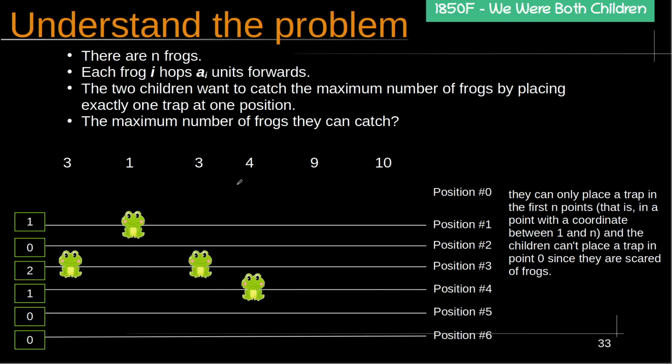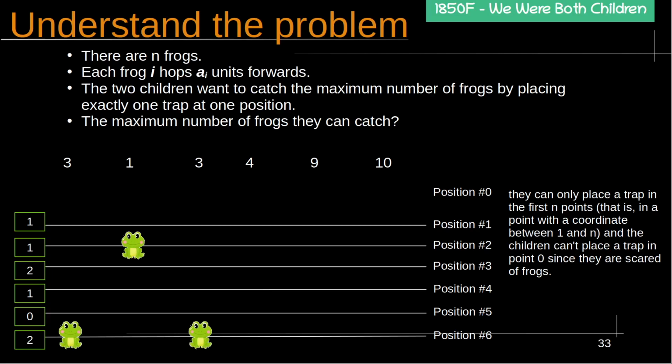Let's continue. Frog number 1 will hop another 3 units, so it will be at position 6. Frog number 2, 1 unit, so it will be at position 2. Frog number 3, 3 units, so it will be at position 6. Frog number 4, 4 units, so it will be at position 8, so they can't place a trap at that position, so the frog can't be caught.